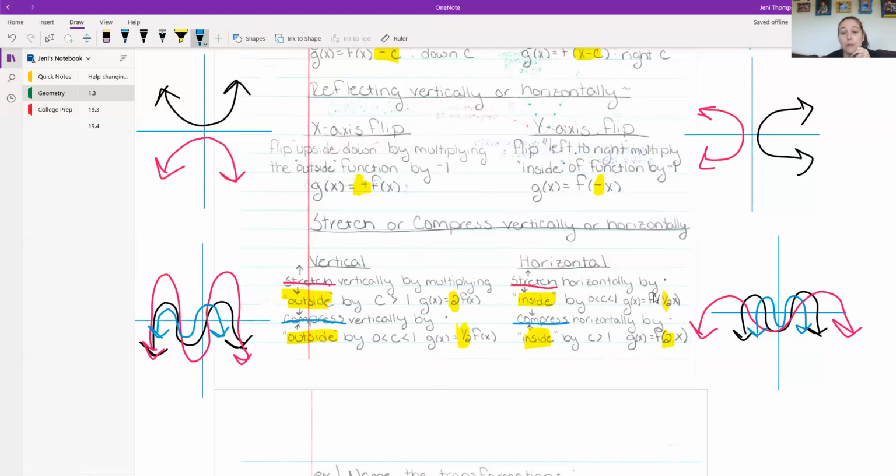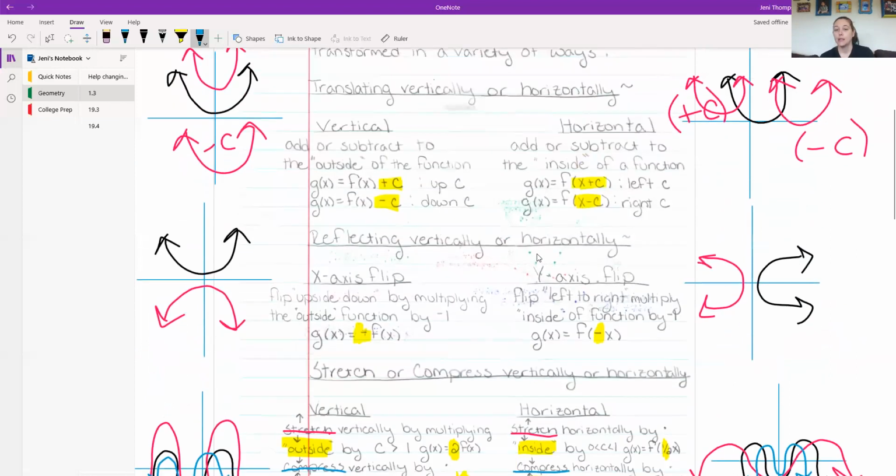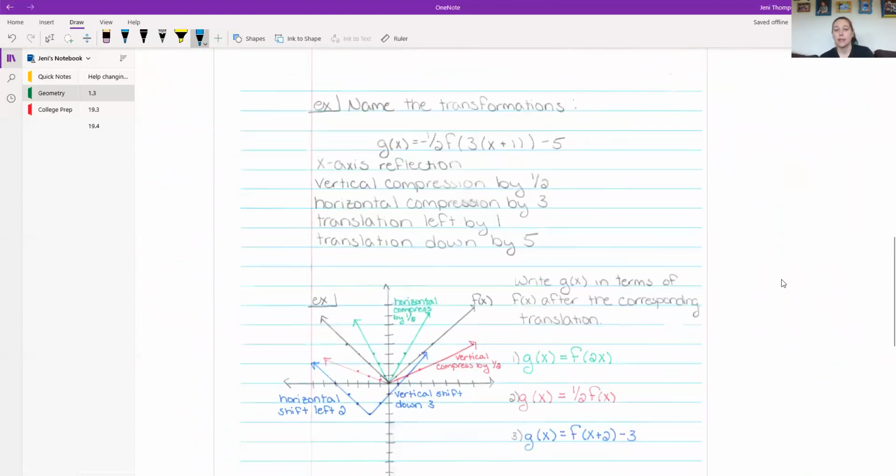Now, horizontally, if we're multiplying to the inside of the function, like we are here, that means it's going to be a horizontal change, but it's the opposite. To stretch horizontally, our number needs to be in between 0 and 1. And to compress horizontally, our number needs to be greater than 1. So you can apply all these different rules to figure out what's happening to your function. Let's take a look at some examples here.